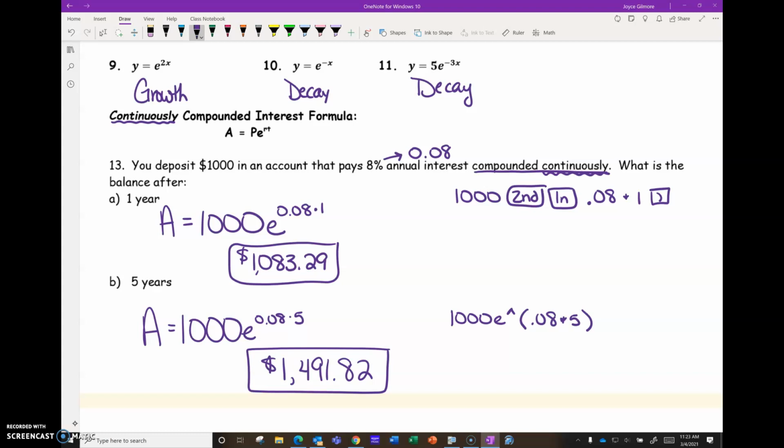Your assignment is worksheet number 2, the natural base. The first chunk of the worksheet is using e, like simplifying expressions with e. Is it growth or decay? The second half of the worksheet, you're using the formulas. Keep in mind you are not going to always use the Pert formula. There is at least one problem that's going to ask you to go back to yesterday and use a previous formula.